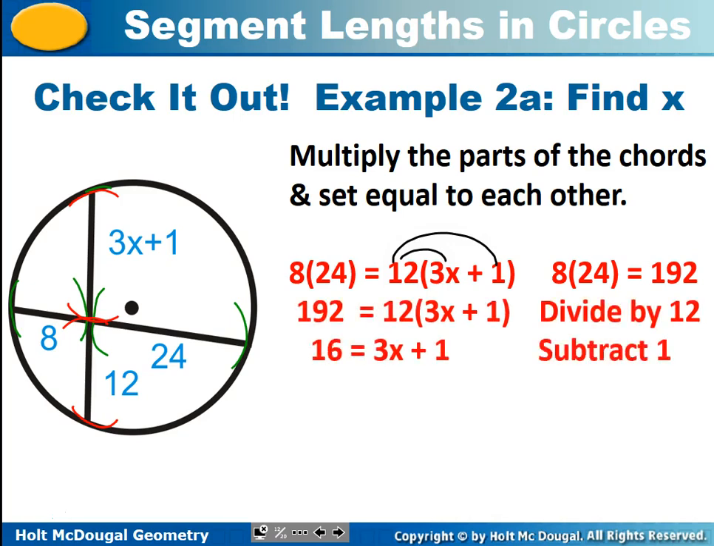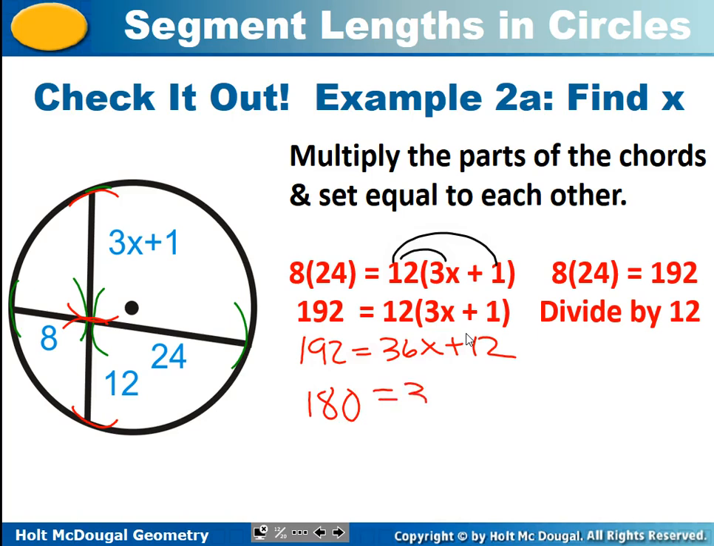So when we do that, we're going to get 36x plus 12. After we do that, we're going to subtract, you know what, let me back up here a second so I can show you all this. So this is going to be 192 is equal to 36x plus 12. We're going to subtract the 12 from both sides. That's going to give us 180 over here. And then we're going to divide both sides by 36. So our x is equal to 5 here. So once again, we can double check this by doing 3 times 5 plus 1. That's 16. Multiplying our 16 times our 12, and that also equals 192.